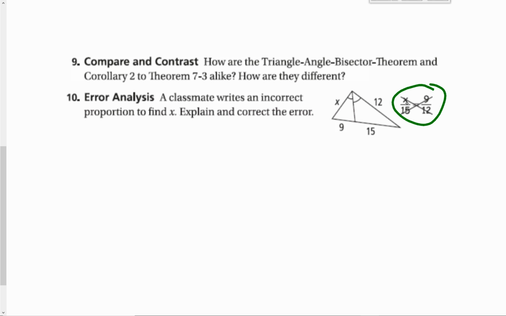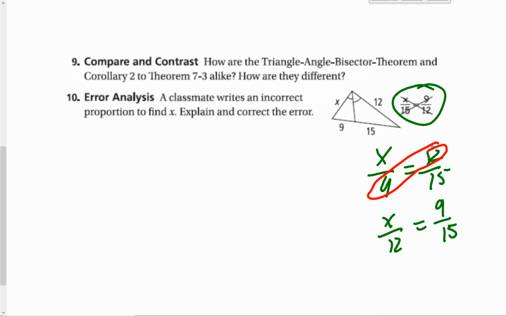Why can I do x over 9 equals 12 over 15, and why can I do x over 12 is equal to 9 over 15? Why can't I do x over 15 equals 9 over 12, which some people did on their quiz, and they got it wrong. That's because I can switch my two means here. My means can switch places. That's fine. They just switch places because they're still being multiplied, right? That's fine to switch just from section 1.